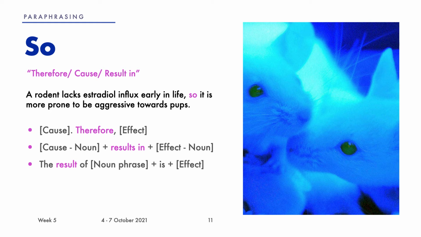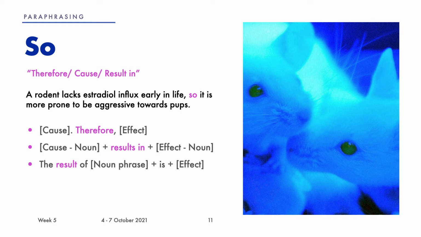So for example, it seems to be an experiment in the laboratory saying that a rodent lacks estradiol influx early in life. So whatever it means, it simply means some kind of a mouse has something missing in their body, maybe some chemicals. And then in the second sentence, "so it is more prone to be aggressive towards pups." Pups means the younger mice, younger rodents.